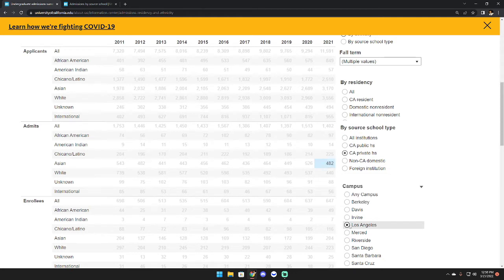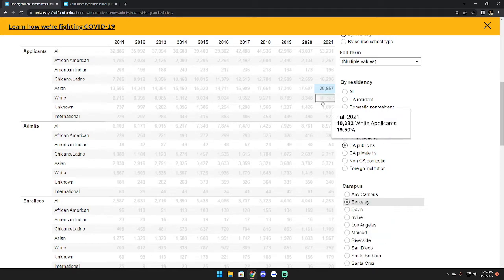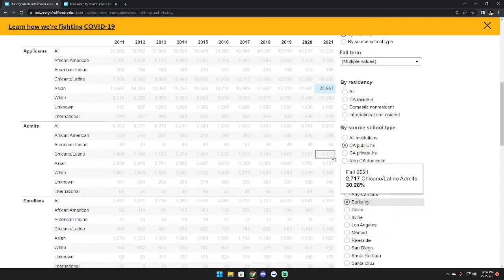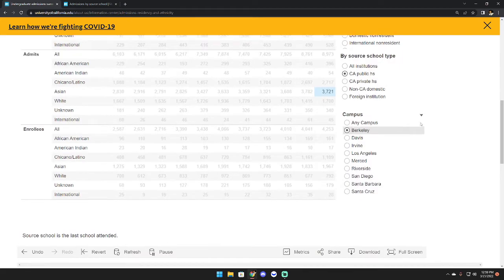Okay. Let's take a look at Berkeley. Let's see if the numbers change for Berkeley. Yeah, so UCLA and Berkeley, not much of a difference there, right? Let's see the number of students who are applying, 2,600. Let's go to public schools. So for public schools, we'll have 20,000 Asians who apply, and then 3,700. So that's for Berkeley. It's a pretty interesting tool set.